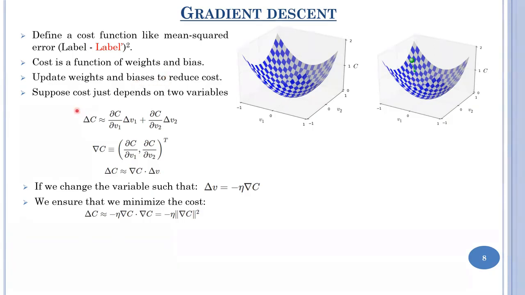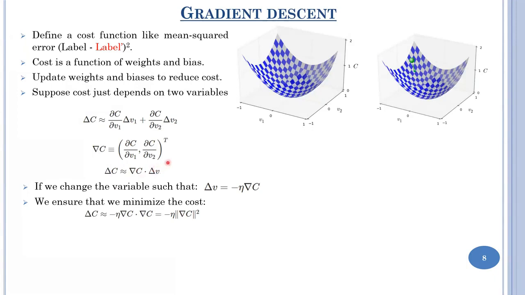If anything is a function of two variables, you can define its change. Let's say this C is just a function of variables V1 and V2. So how can you define the change in this C? By simple linear law, it's the gradient of this cost with respect to the first variable times the change in the first variable, plus the gradient of the cost with respect to the second variable times the change in the second variable. Or to generalize this, the change in C is nothing but the gradient of C with respect to the variables times the change in those variables.